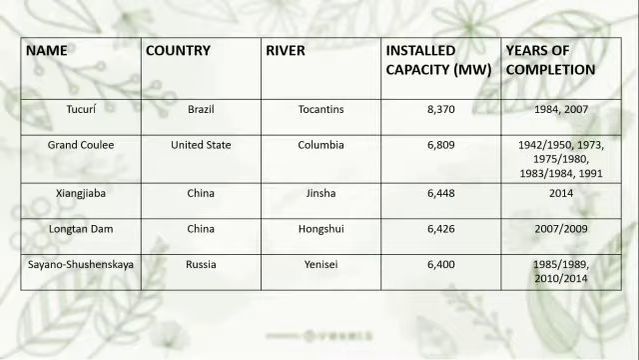And last is Sayano-Shushenskaya. Ang country niya is Russia. And the river niya is Yenisei. Ang installed capacity niya is 6,400. And yung years of completion niya is 1985 or 1989 and 2010 or 2014.